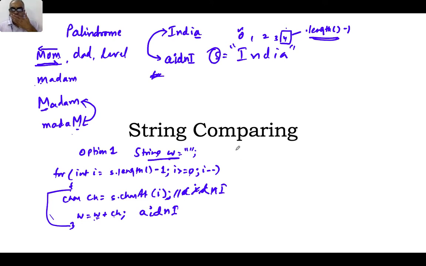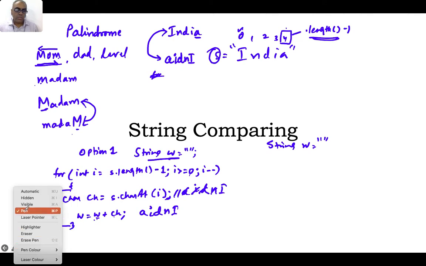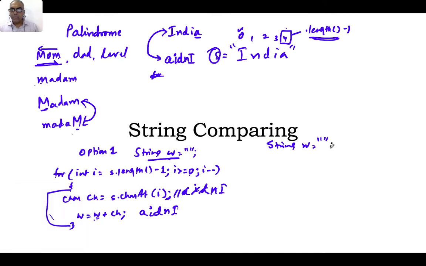Option 2 is, if you recollect the previous video that we have seen, the forward reading. So I am still going to keep my string W as blank. Let me change the color to black so that we will be able to easily differentiate. Now I have kept it blank here. I am going normal: for int I is equal to 0, reading from front, I less than S dot length, and I plus plus. Now we are doing forward reading.